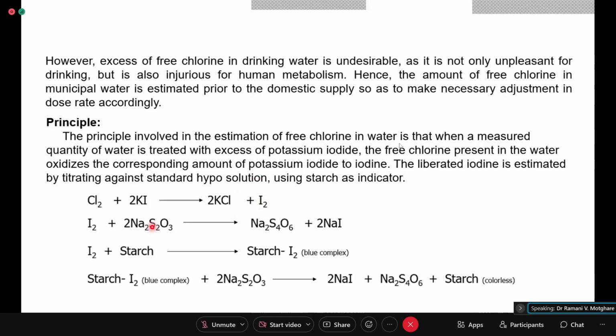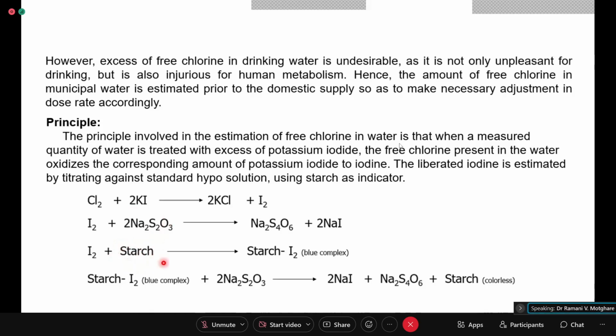Okay, so this iodine imparts yellow color to the solution, and this is first titrated with the sodium thiosulfate solution till you get a pale colored solution, that is, the content of iodine is reduced, and you get formation of sodium tetrathionate and twice NaI, and iodine is still there, which imparts a pale yellow color to it. To this pale yellow solution, which you have titrated with hypo solution, you will add starch indicator.